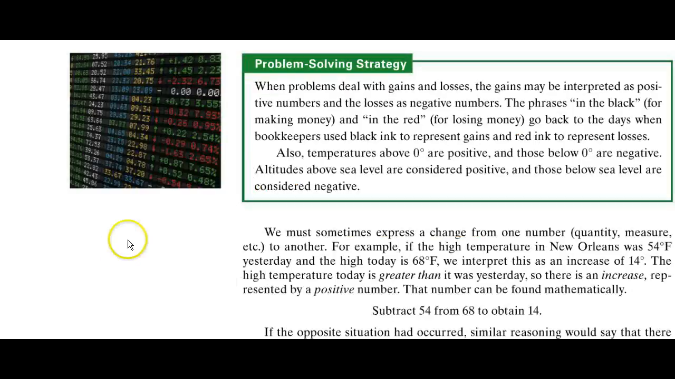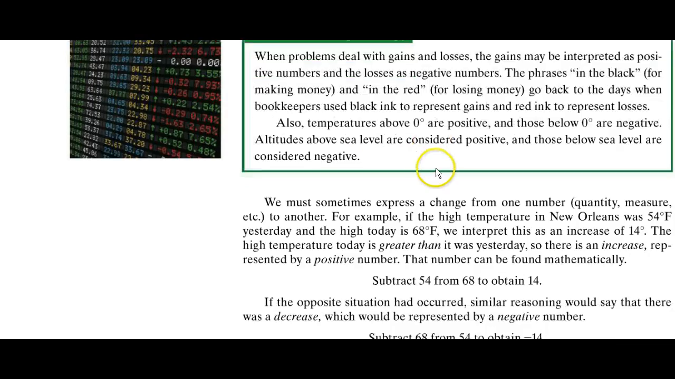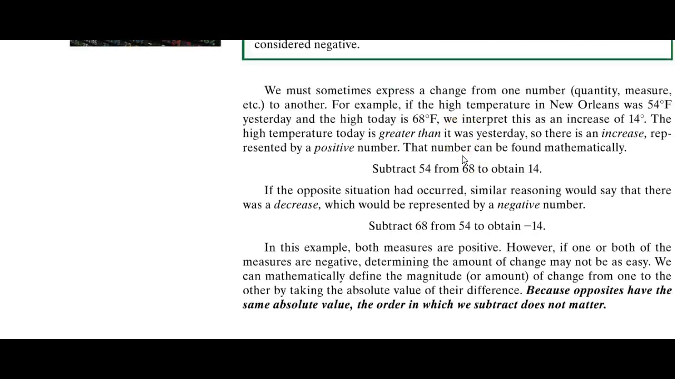Okay. In this part, they're giving us some problem-solving strategy. When we're dealing with English and changing it into mathematics, what's a gain? What's a loss? Well, gains would be positive, loss negative. In the black, that's positive. In the red, that's negative. And then above sea level, below sea level, and then temperature above 0, below 0. And we're looking at some things.